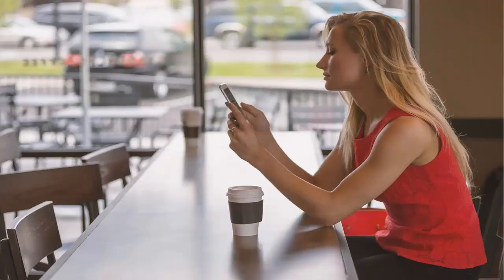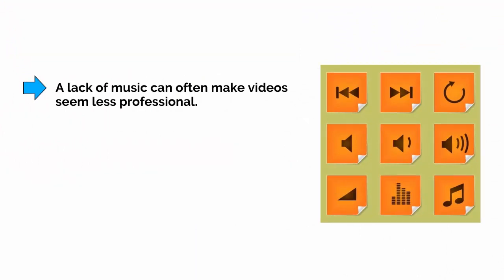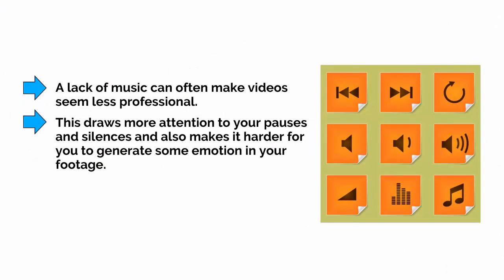As I mentioned, live streaming videos mean that you can't add any editing after you've already filmed the video. This also means you'll need to do as much as you can to add to the footage in other ways. For instance, the lack of music can often make videos seem less professional, and this draws more attention to your pauses and silences, and it also makes it harder for you to generate some emotion in your footage. So, what can you do to get around this?